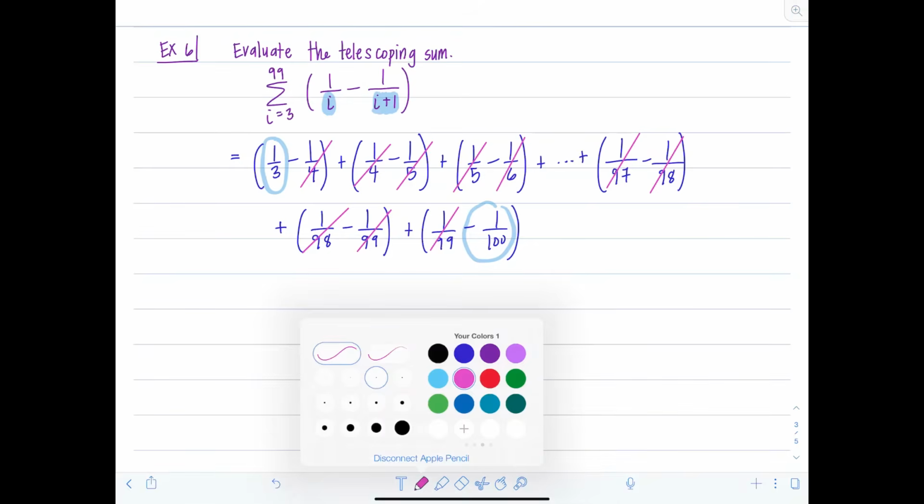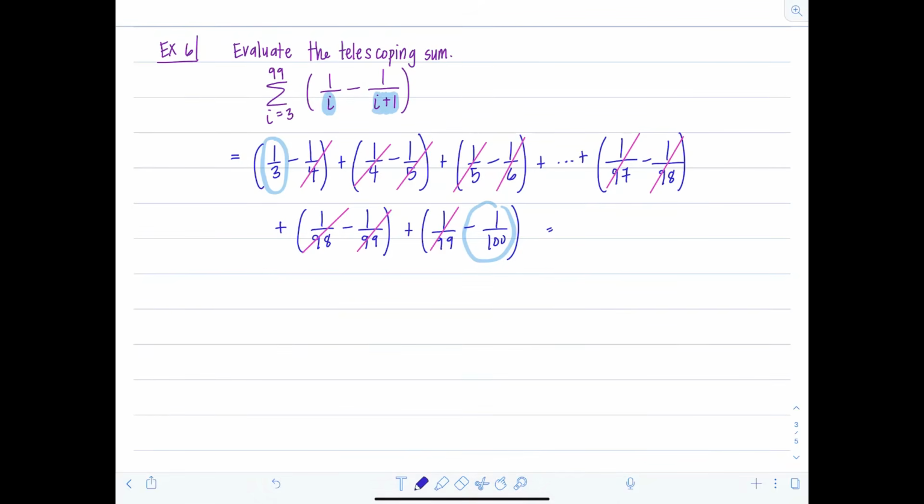So now I'm going to be left with 1/3 minus 1 over 100, and then if I get a common denominator, that's (100 minus 3) over 300, so the sum is 97 over 300. Okay, looks good.